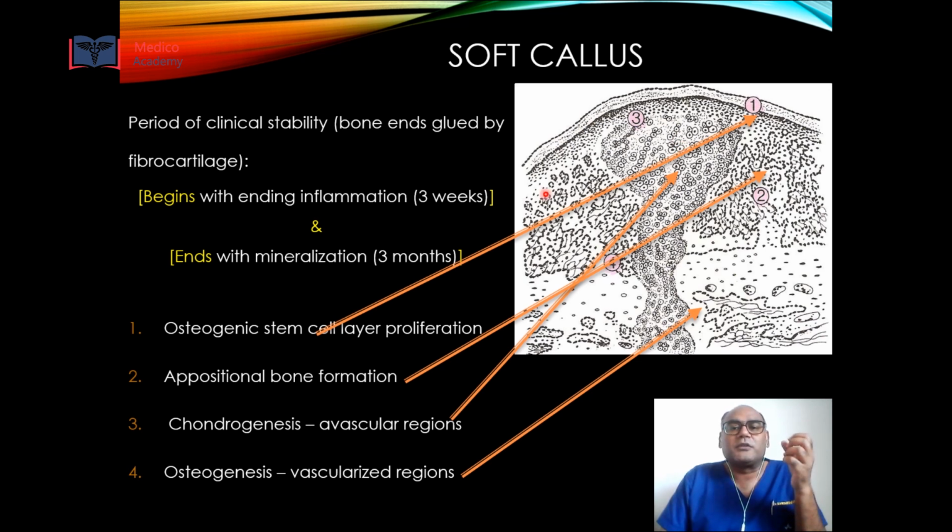Now this soft callus mainly comprises of fibrocartilaginous tissue. It starts forming with the ending of the intense phase of inflammation, which was 3 weeks, and it continues till up to 3 months, but in between there is mineralization also. So hard callus also starts beginning by around 2 months when the soft callus phase is continuing.